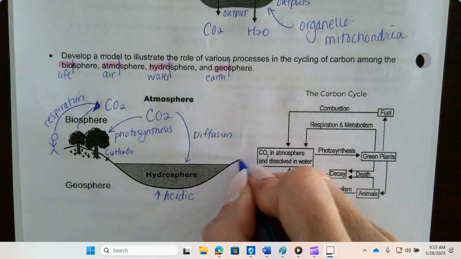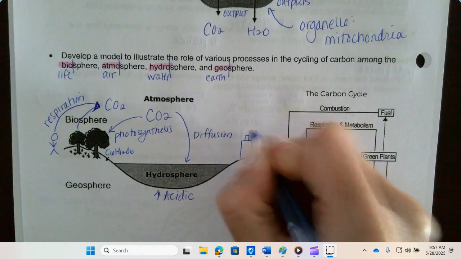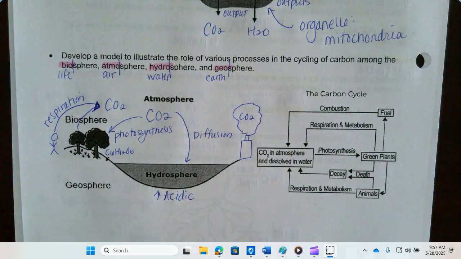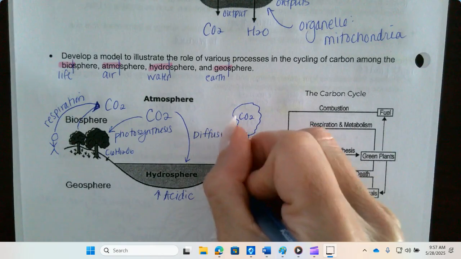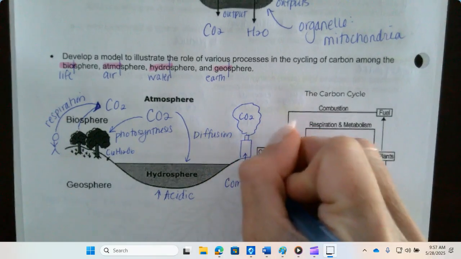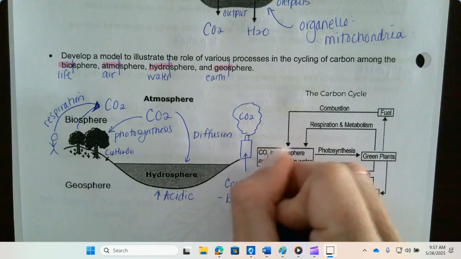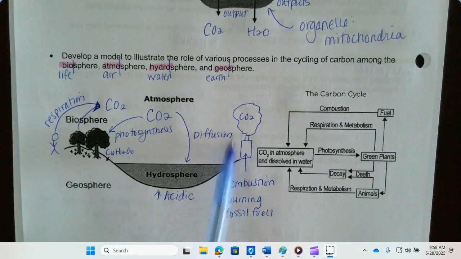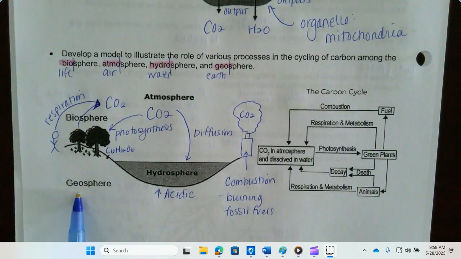Another thing, anthropogenic. Anthro meaning human, genic meaning producing. We're making CO2. This process, when we burn things, whether that be fossil fuels or wood, that's called combustion. So, combustion means burning fossil fuels. And if you can't tell, this is supposed to be a factory. So we have my lovely drawing of a human, then we have a factory, finally we have a geosphere.